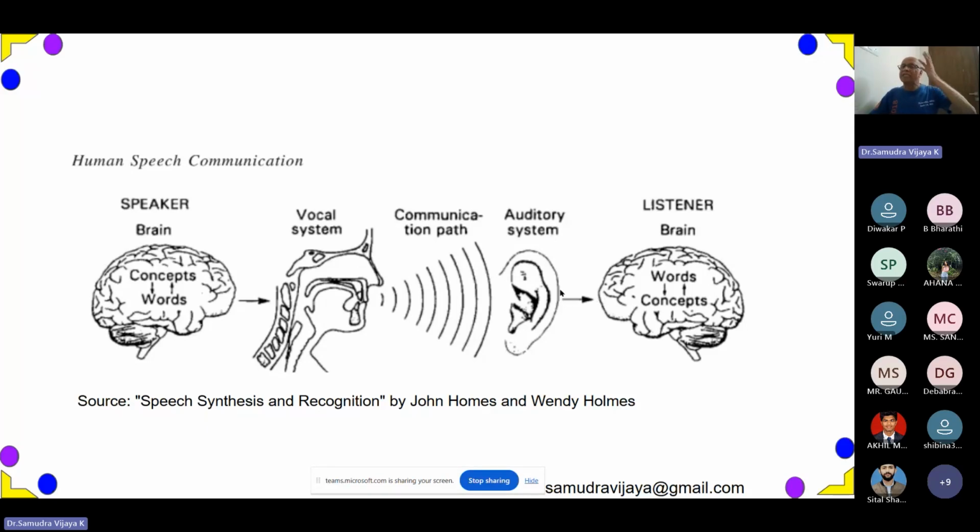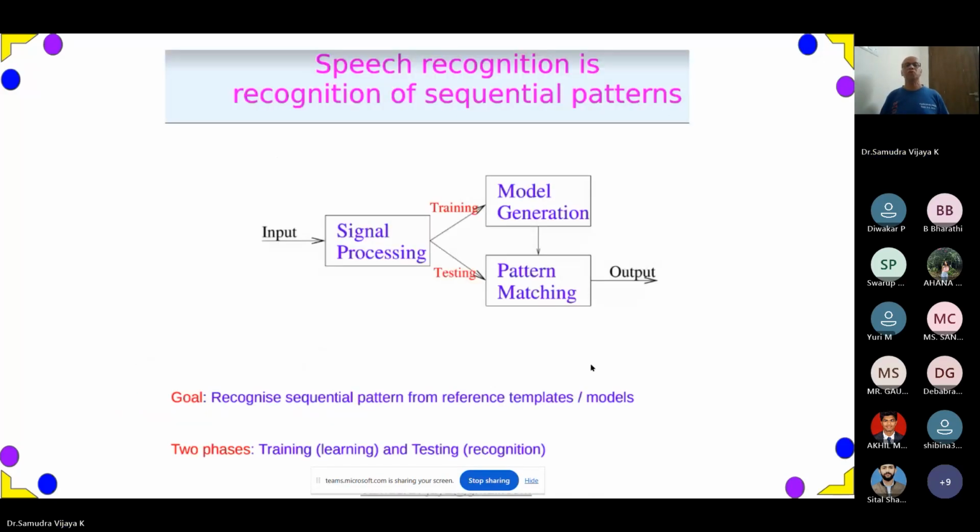And this sends nerve signals to the brain. The listener's ear sends nerve signals to the listener's brain. From there, it recollects the words, the sequence of words, that is, a grammatically correct sentence, and the concept. So the whole idea is that a concept from my brain reaches your brain. And I use one particular language. This is English. Of course, we use human language.